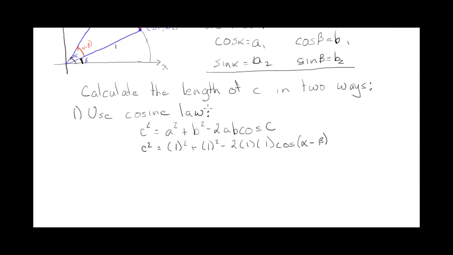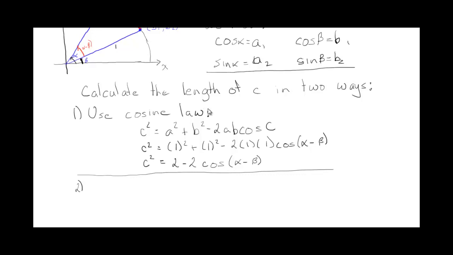So just simplify this a little bit. c squared equals 2 minus 2 cosine of alpha minus beta. Now if I want to get the magnitude, I take the square root. I'm just going to leave it as c squared, and you'll see why in what we do next.